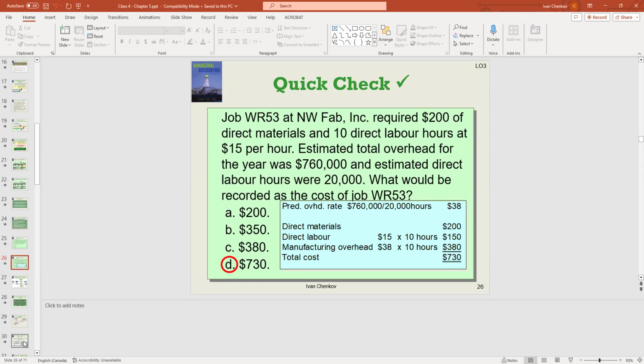Again, the manufacturing overhead rate, we get it as total cost divided by the total estimated direct labor hours. We come up with the 38 rate. And when somebody works on this job for 10 hours, we apply $38 for every single hour they work. That's 380.